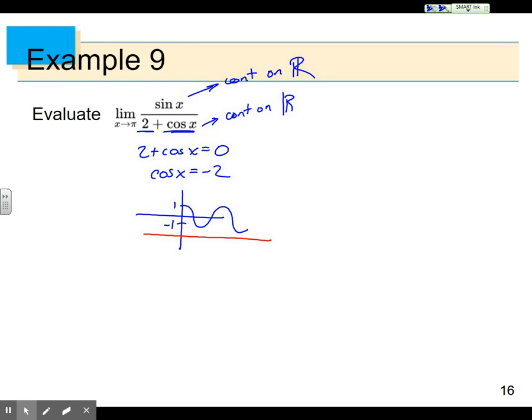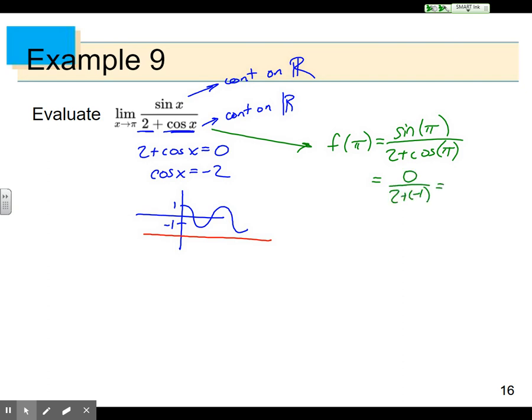So yeah, I can take this and I can just do f of pi. So I can just plug pi into these and be set. Sine of pi is 0. Cosine of pi, though, is a negative 1. Everything came out just fine. And so if I evaluate that limit, I do get 0.